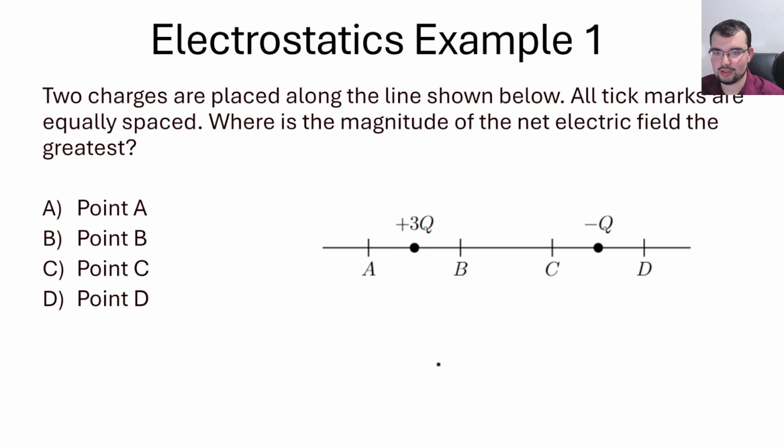Two charges are placed along the line shown below. All tick marks are equally spaced. Where is the magnitude of the net electric field the greatest? So what is the E field? E field, that's sources and sinks. So it's the push caused by each charge. I like to do this with color coding. So there would be a big source that way, and a big source that way. Actually, I need to make this smaller because I'm going to go over my lines here.